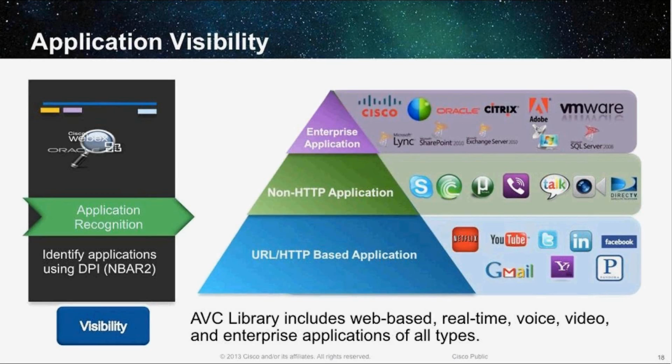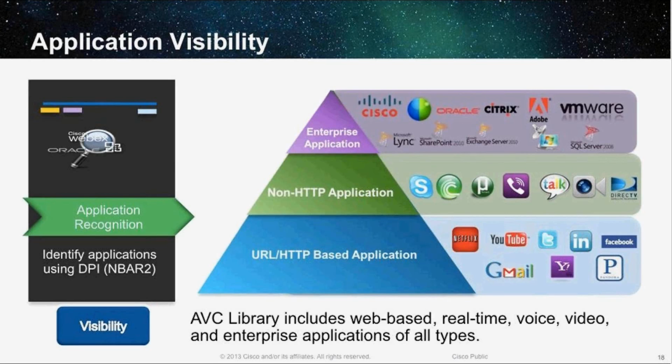But in addition, there are non-HTTP based applications, right? Like Skype, BitTorrent, Viber, Gtalk. They don't always go to a certain URL or a certain IP address. They are more difficult to recognize. And finally, there are the enterprise applications. Now, enterprise applications are the most difficult because, first of all, they don't always go to a certain IP address, and they are always encrypted. So they are the most difficult to recognize.